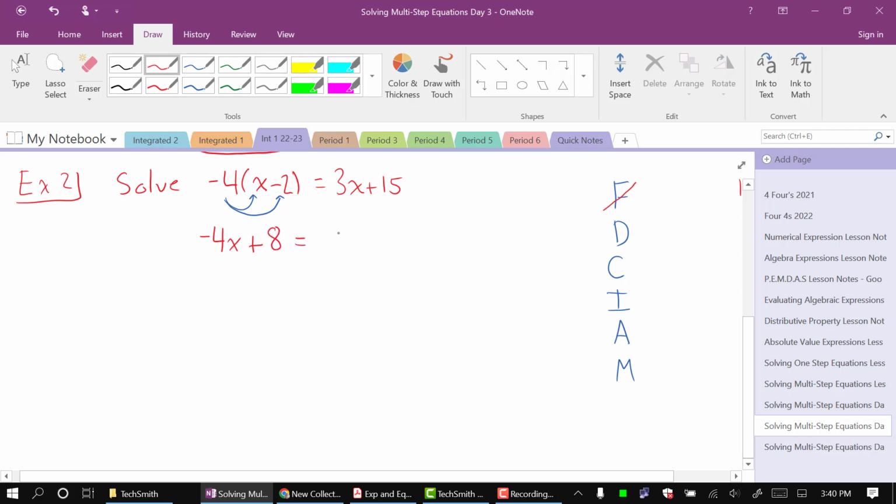I'm not doing anything over here, so I'm just going to bring that all down. 3x plus 15. Distribution is done. On the left side, I do not have any like terms. On the right side, I do not have any like terms. So I've collected my like terms because I don't have any. Now I want to isolate my variable. And when I look at my two variables, my smaller one is going to be the -4. So I'm going to add 4x to both sides.